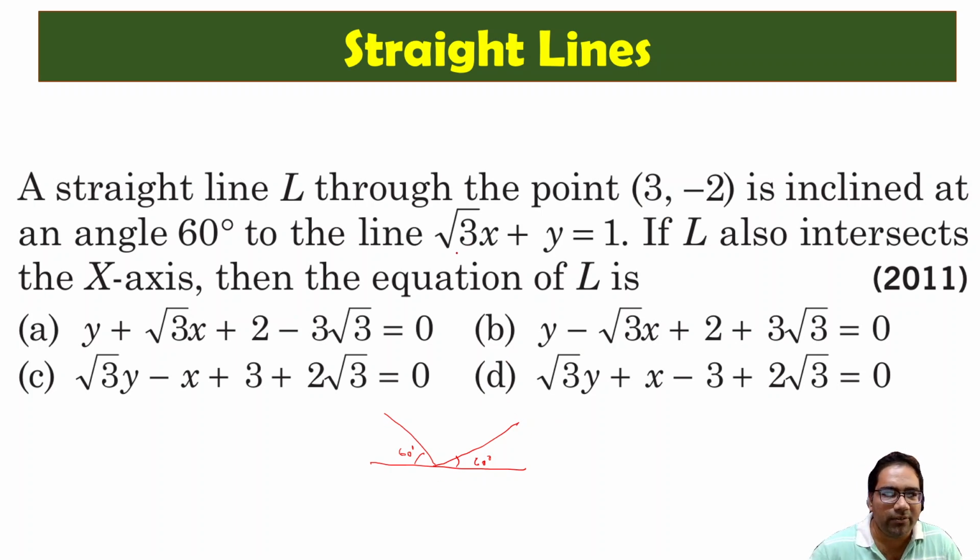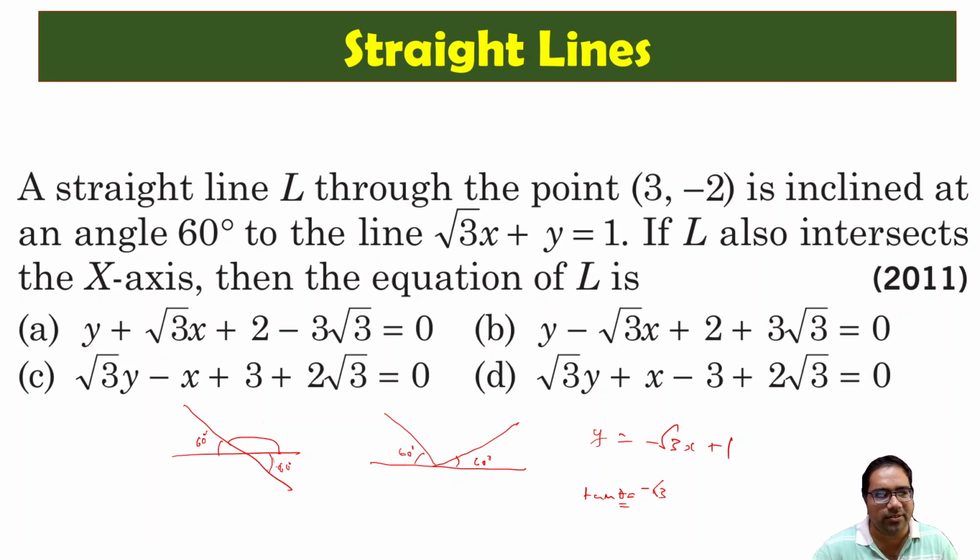At the same time, we have root 3x plus y equals 1. What does that mean? y equals minus root 3x plus 1. The slope is minus root 3. That means tan theta is minus root 3. That means for this line, theta is 120 degrees. This line is looking something like this. So tan theta is minus root 3 means either this angle is 60 degrees, or this angle is 120 degrees, or this is again 60 degrees. It looks something like this.